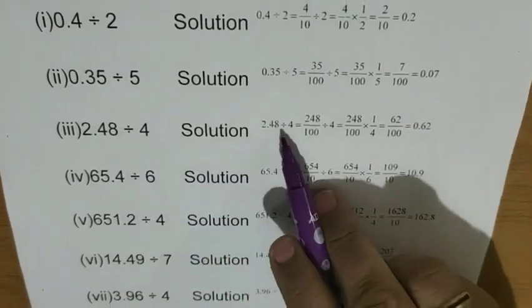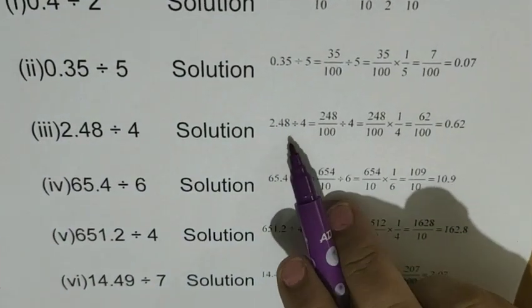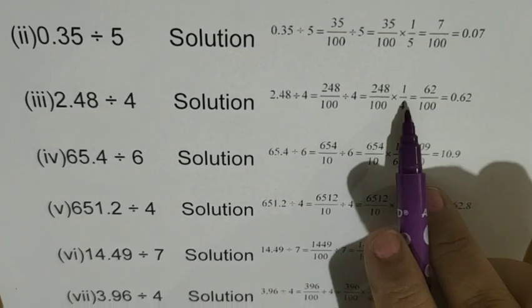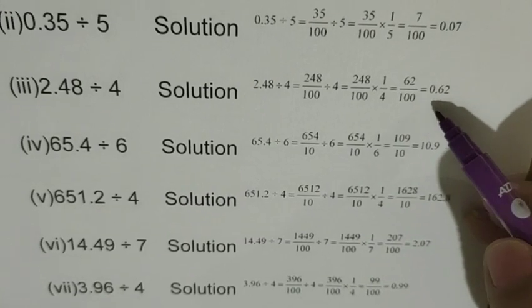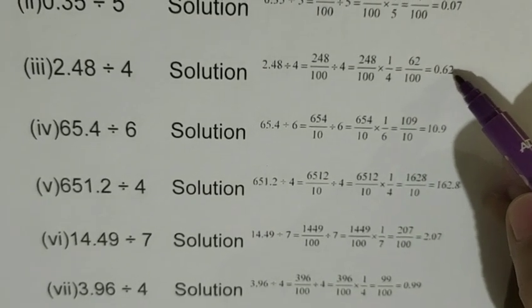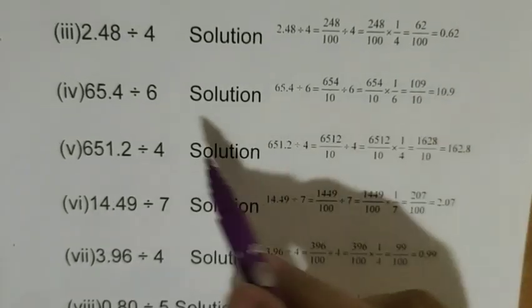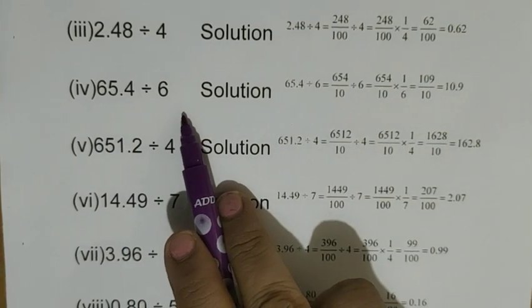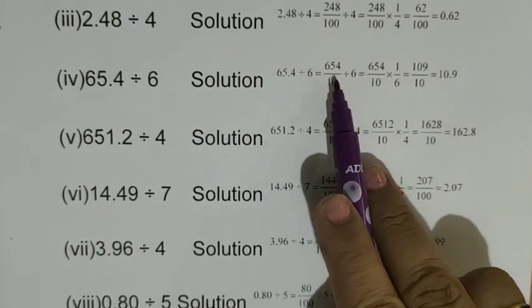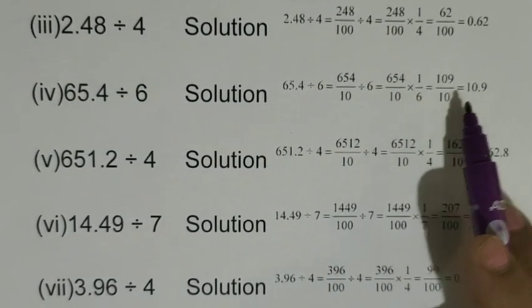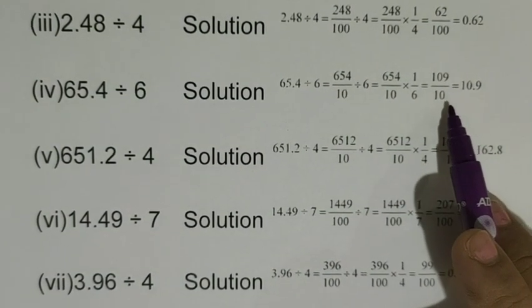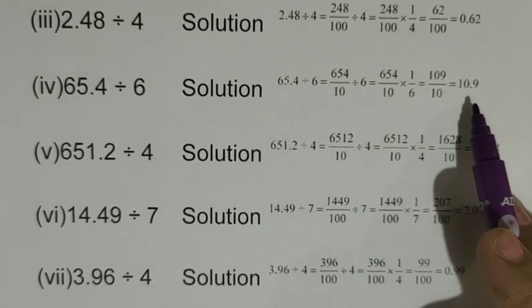2.48 divided by 4. 2.48 is 248 by 100, because 2 decimals. Divide by 4 will be into 1 by 4. So after cancellation you will get 62 by 100, because 2 zeros are there, it will be 0.62. Next, 65.4 divided by 6. 65.4 can be written as 654 by 10. Divide by 6 will be 1 by 6. Then we will get 109 by 10, that means 10.9.